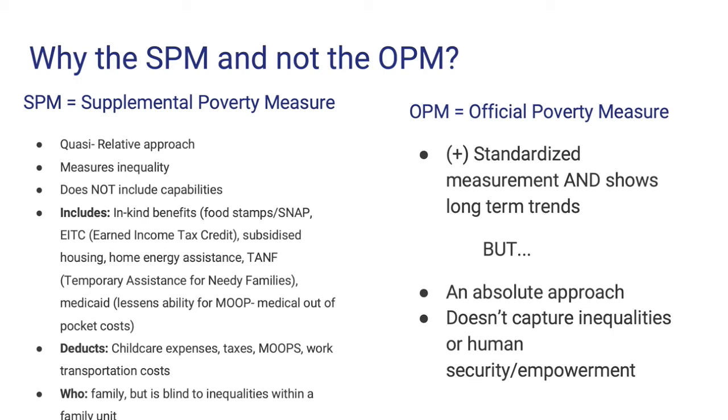So what does it include? It includes in-kind benefits, which are food stamps and SNAP, EITC, which is Earned Income Tax Credit, subsidized housing, home energy assistance, TANF, which stands for Temporary Assistance for Needy Families, and Medicaid, which lessens the burden of MOOP, which is medical out-of-pocket costs. But it's different from the OPM because it deducts childcare expenses, taxes, MOOPs, and work transportation costs. It covers the family, but is blind to inequalities within a family unit.